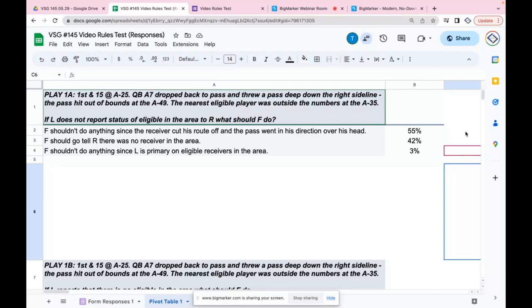So 1A: if L does not report status of eligible in the area to R, what should F do? So we saw the play. The ball's thrown high over there, outside the numbers, all this great stuff. What should F do? 3% said F shouldn't do anything since L is primary on eligible receivers. All right, we'll go back to the video in a second, but just real quick, just draw a big black line through that, Brandon. We're not doing that.